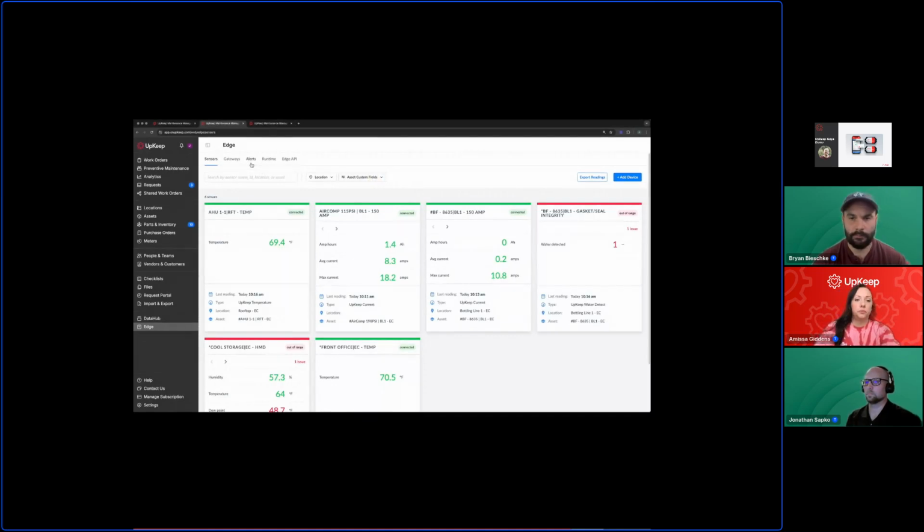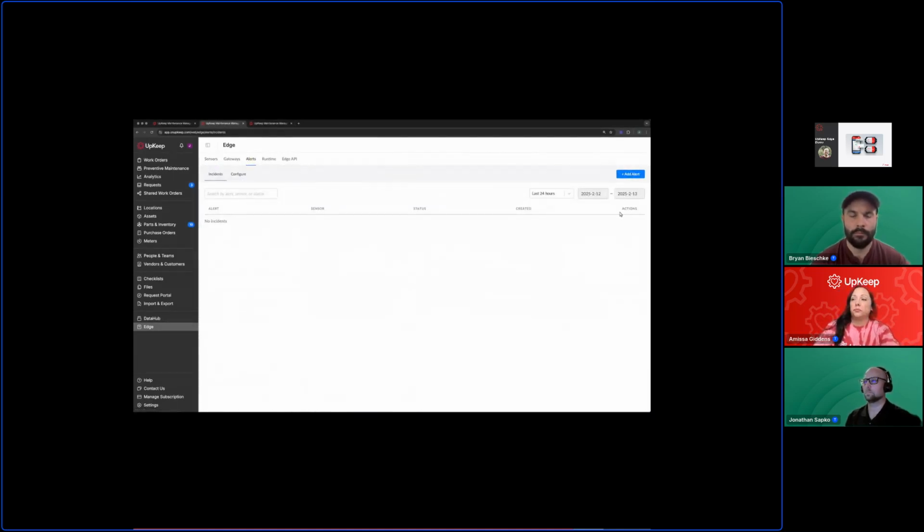Yes, you can. So if we come into this alert section here, and I want to look at some incidents in the last week or so, I can see here we have an incident that was resolved, but if it wasn't resolved, I could actually create a work order or a request from here to drive that process without even going through the meters.